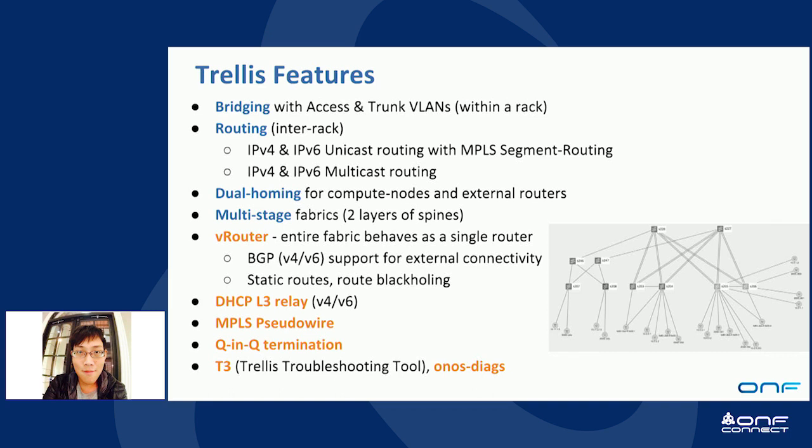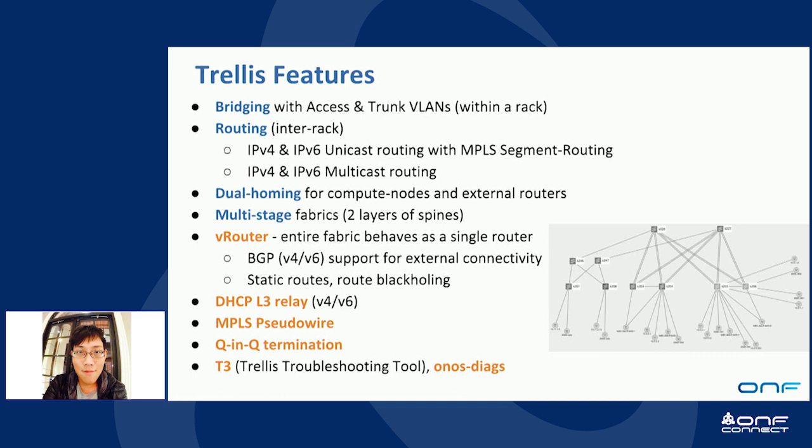And then MPLS Pseudowire. As I mentioned, the entire Trellis fabric is an L3 router fabric. We only use bridging in the same rack, but inter-rack we use routing. So if you want to pass L2 traffic across the fabric, you're going to need MPLS Pseudowire. That's what the Pseudowire is built for.